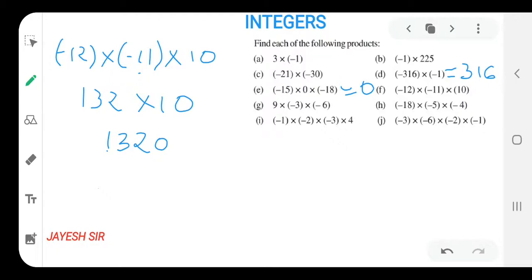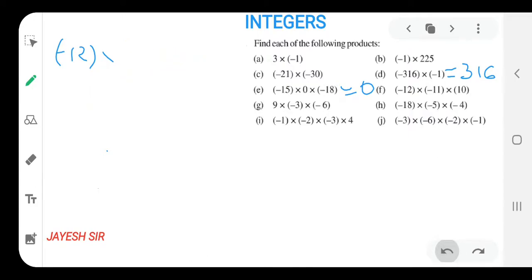That's very easy. So let's begin with our seventh sum. That means 9 into minus 3 into minus 6. Now let's see how to solve this sum.